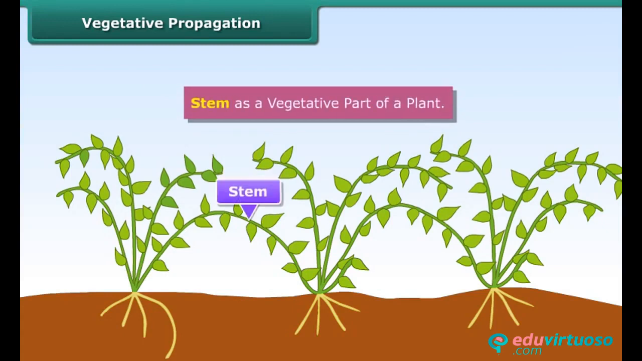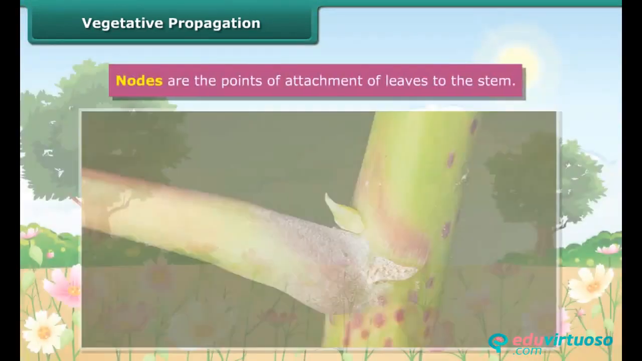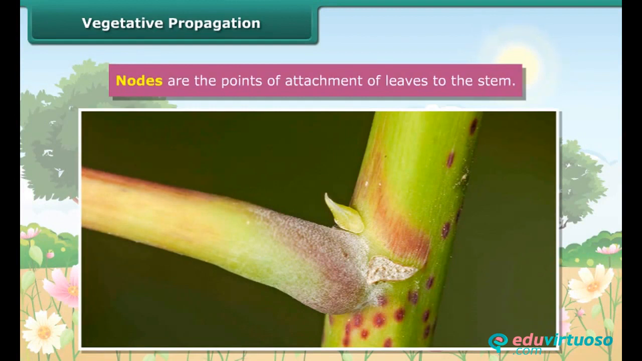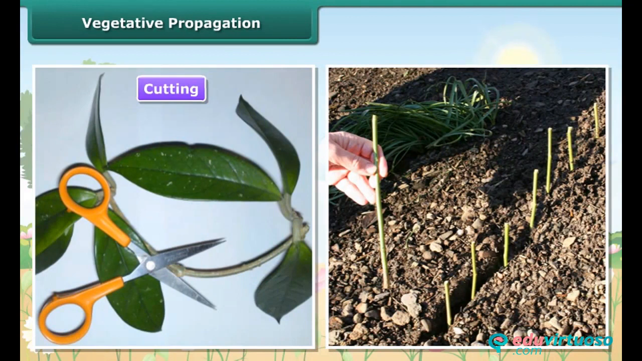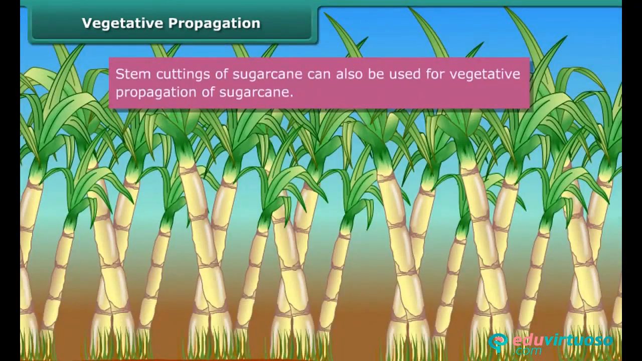Stem as a vegetative part of a plant. Have you ever seen buds at the nodes of the stem? These buds are called axillary buds. These buds do not produce flowers, rather they give rise to new branches. In some plants like rose, small portions of the stem containing small nodes are cut from the plant. These cut portions are called cuttings. These cuttings, if planted and watered, can produce new rose plants. Similarly, stem cuttings of sugarcane can also be used for vegetative propagation of sugarcane.